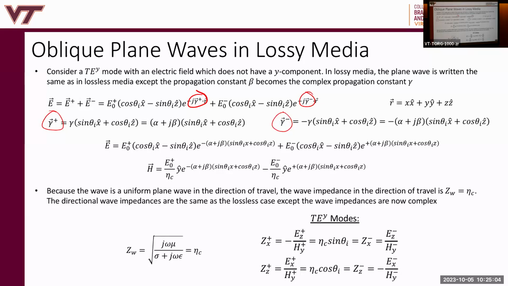Gamma plus and gamma minus are exactly the same as they were in the lossless case in terms of their decomposition into X and Z components. We had beta out front before, but now we're going to have gamma, and gamma is alpha plus j beta. So if we take that and plug it back into the electric field, E naught, this is the same as the lossless case. Now we have e to the minus alpha plus j beta. This term is the same as the lossless case, and we have the same thing for the minus traveling wave. The magnetic field is the same, except now we have a complex propagation constant and the complex wave impedance. So it's identical, except we replace the wave impedance and propagation constants with complex ones.